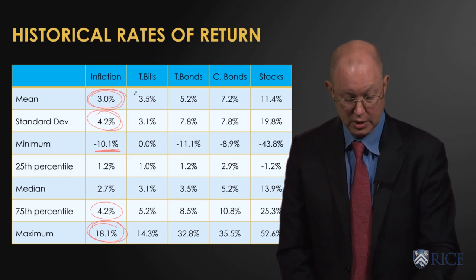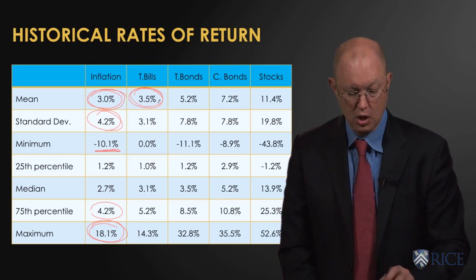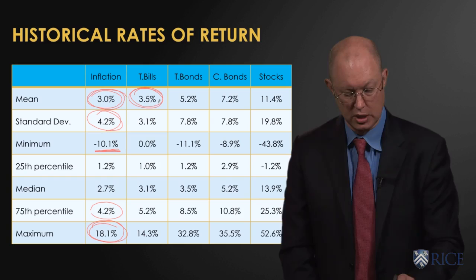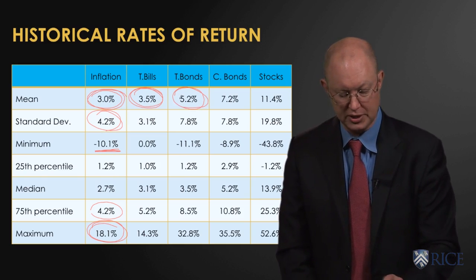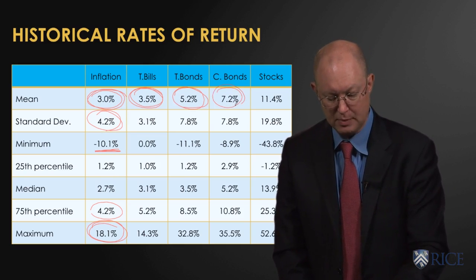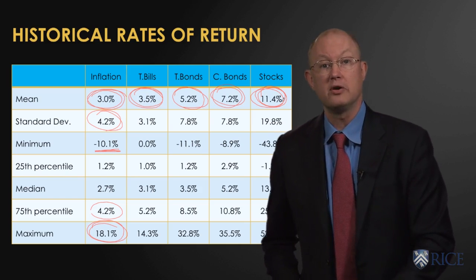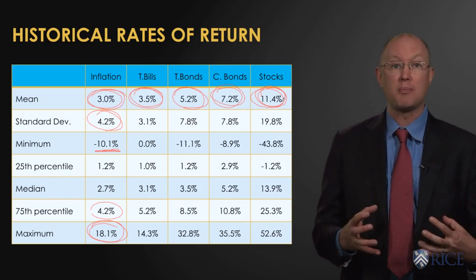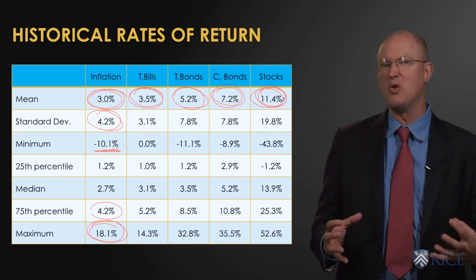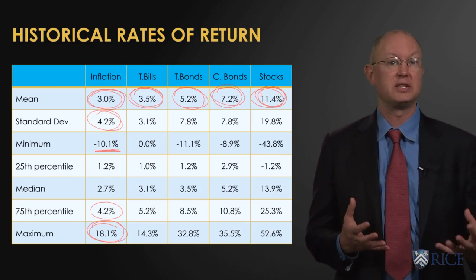Treasury bills, short-term treasuries, less than a year, offered around 3.5%. Treasury bonds, 5.2%. Corporate bonds, 7.2%. And stocks, around 11 or 12%. So what we've learned from this is that on average, the stock market over the last 100 years in the US goes up by around 11 or 12% a year.